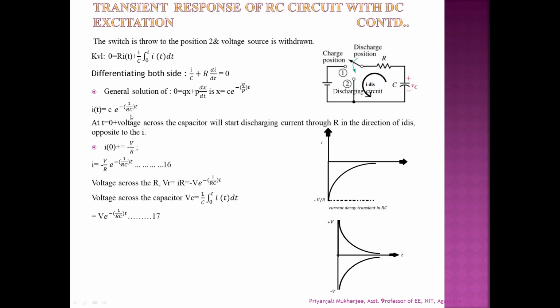Now at t equal to 0 plus, the capacitor will start discharging current through the R in the opposite direction of the charging current. The actual current was in the clockwise direction, but now the discharging current will start to flow in the opposite direction, that is, the anti-clockwise direction.